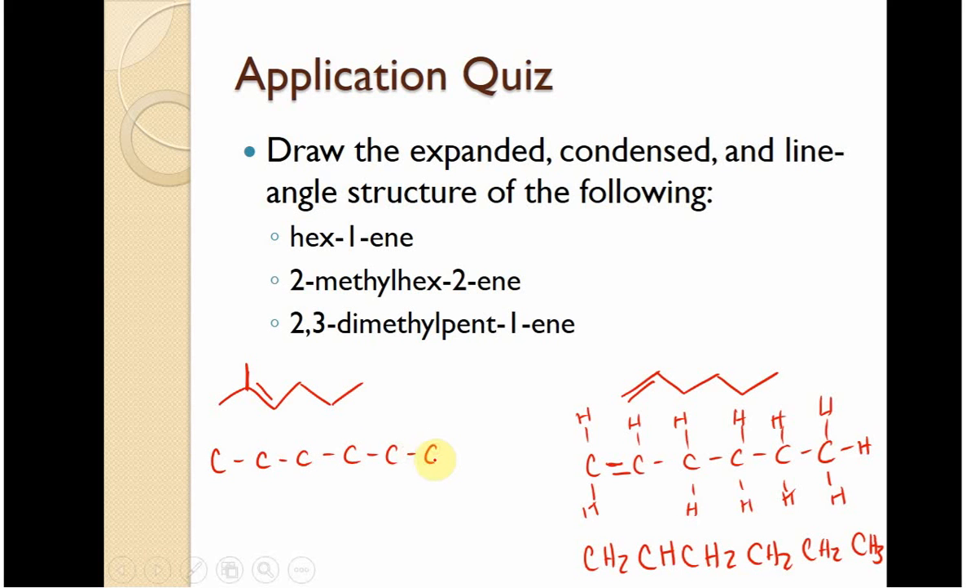1, 2, 3, 4, 5, 6. Six is, hex means six. Now, 2-methyl, so I've got to have that one there. Also have a double bond here, 2, and now we can go ahead and fill in our hydrogens. 1, 2, 3, 4, it already has 4. 1, 2, 3, 1, 2, there we go.